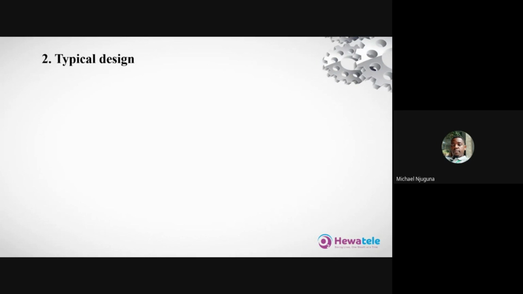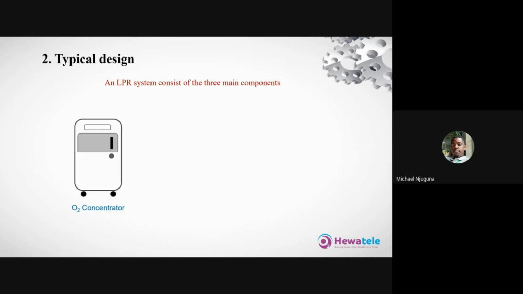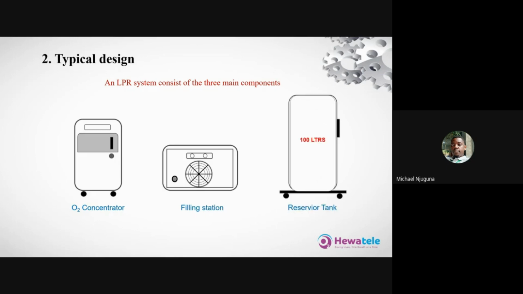So the typical design of this system has got 3 main components. Number 1, you must have an oxygen source, and we are using the oxygen concentrator as an oxygen source. There is the filling station, and there is the reservoir, which is now the low pressure reservoir. So these three components are connected via connecting tubes, as you can see on the slide.